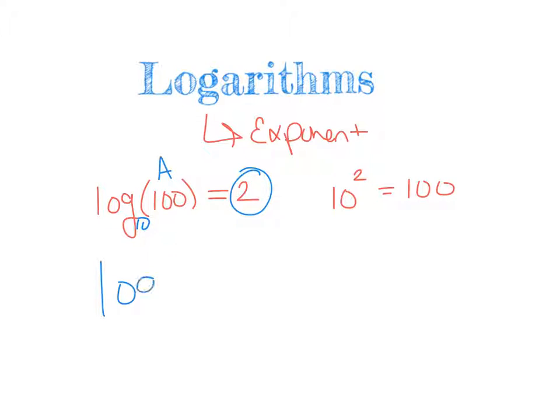So the way that we write logs is that the base is the smaller number, the answer is the bigger number, and it's always equal to the exponent. And that means that you can put it into exponential form as the base to the exponent equals the answer.